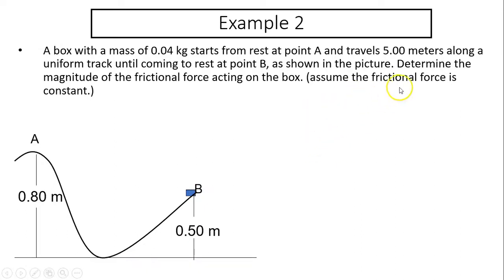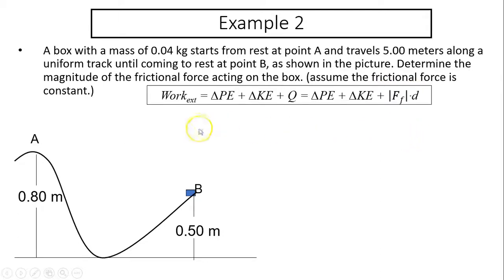And what is heat? Heat is the work done to overcome friction. So let's use the work energy principle. Q is force of friction times d. Why do I use this instead of Q? Because you're asked to solve for friction.